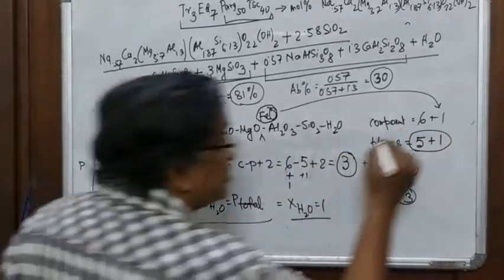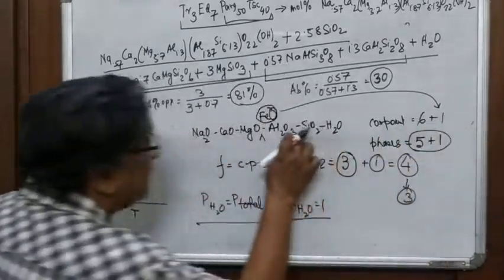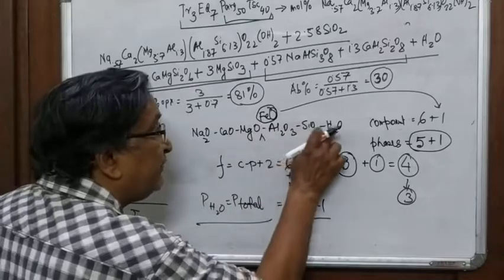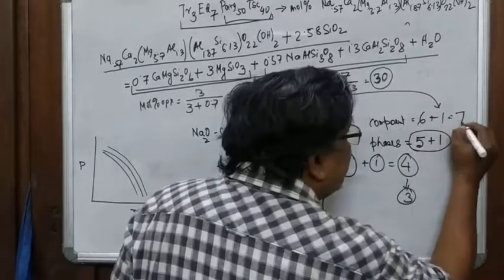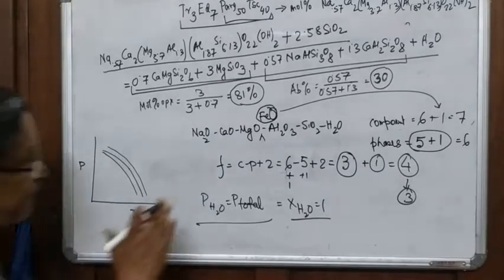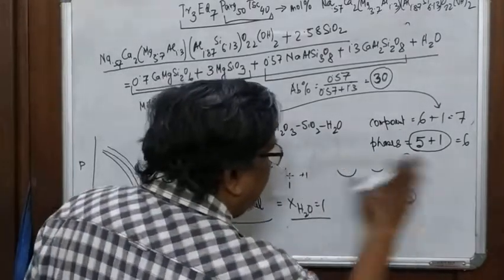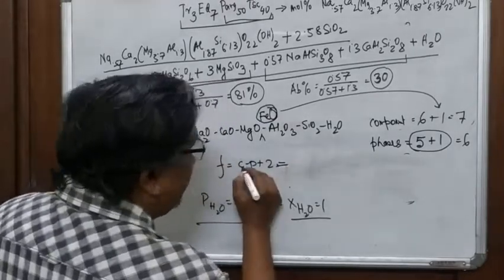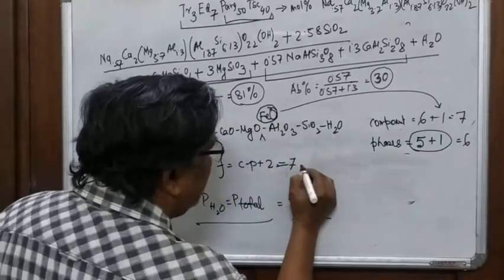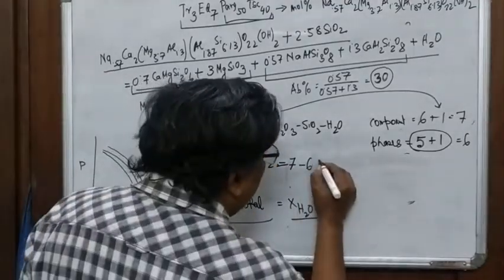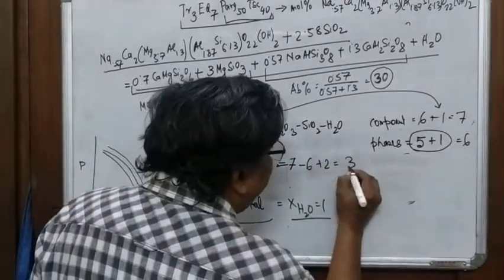And the components are 6 plus 1 at least, because you have Na2O, MgO, FeO, Al2O3, SiO2, so there should be at least 7 components. So you have 6 phases. And therefore your F value, I will repeat again what I did because it's a little clumsy here. So number of components 7, phases 6, including H2O as a phase, plus 2, and the variance is 3.